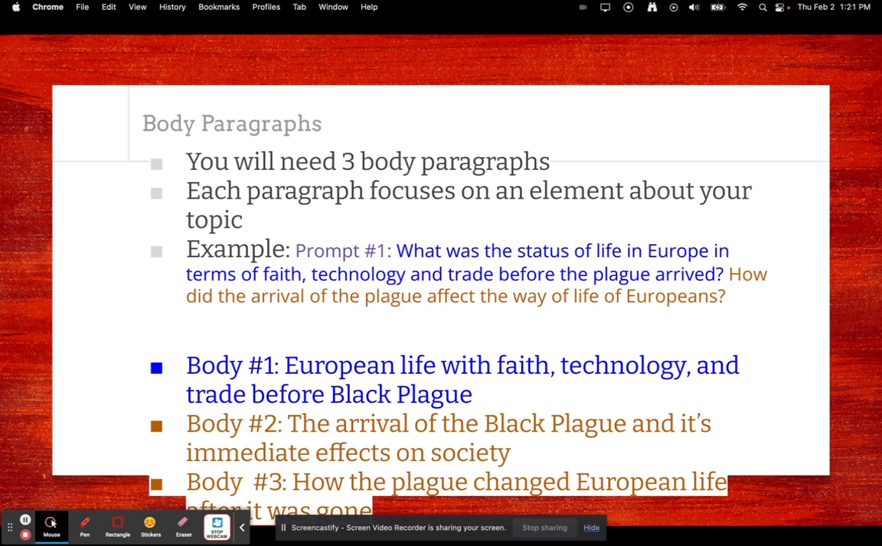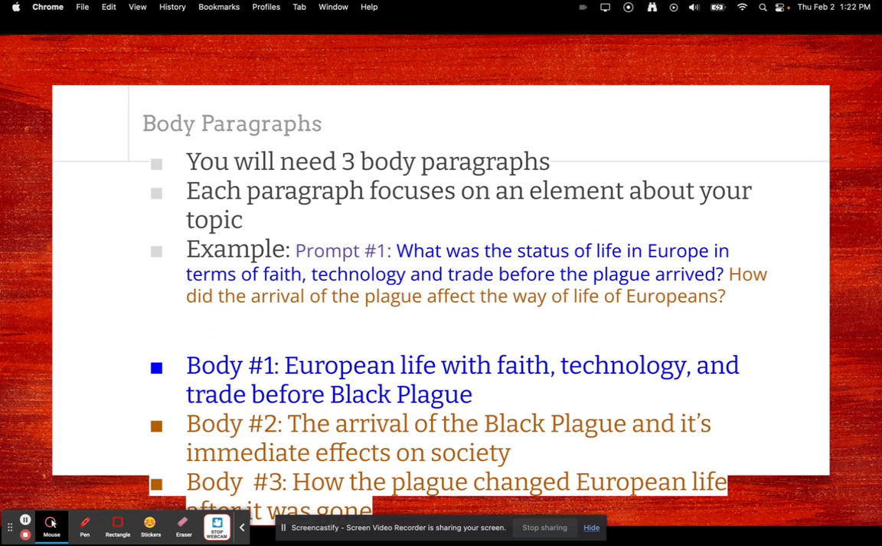So I kind of did an example one. If I was going to talk about prompt 1 with the Black Plague, prompt 1 is: what was the status of life in Europe in terms of faith, technology, and trade before the plague arrived? How did the arrival of the plague affect the way of life of Europeans? If I took this prompt, I almost have to dissect it and ask, from this prompt, what are 3 major things I can talk about so I can get my 3 body paragraphs? If I was you, these are the 3 body paragraphs I would make out of this prompt.